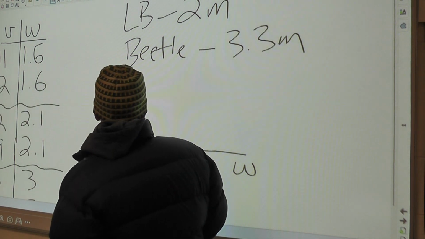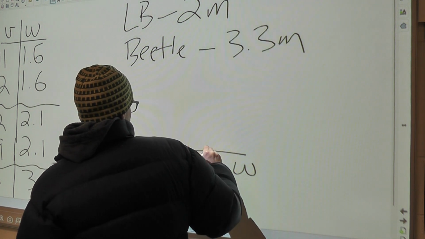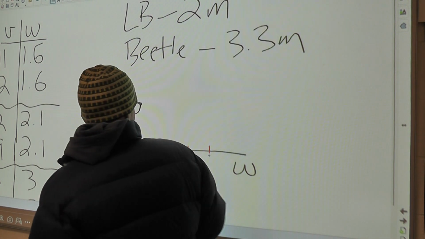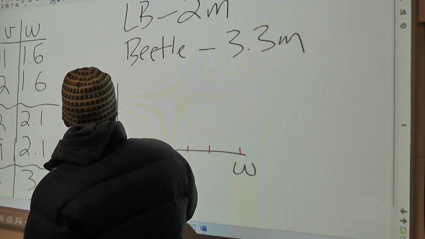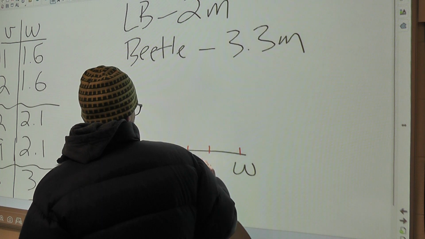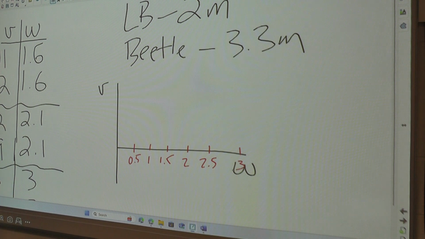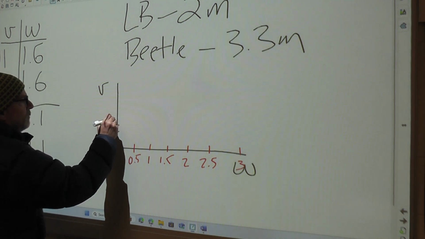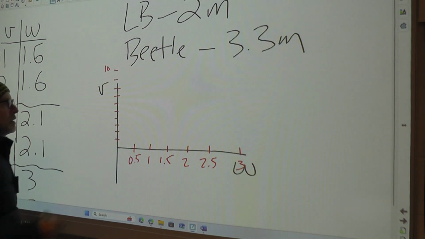So our red values, that's our angular velocity. Actually, the highest I got was 3, right? So let's do 0.5, 1, 1.5, 2, 2.5, and 3. And then our linear velocities, the most I got, I think, was 10. You can't quite see it, but that was a 10. So let's do 1, 2, 3, 4, 5, 6, 7, 8, 9, 10. So there will be our 10.